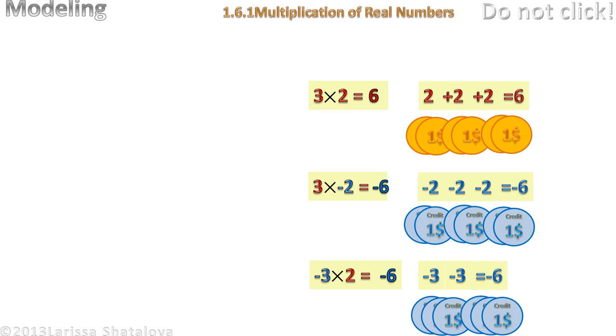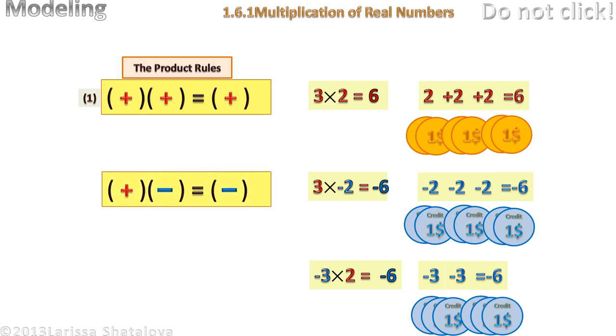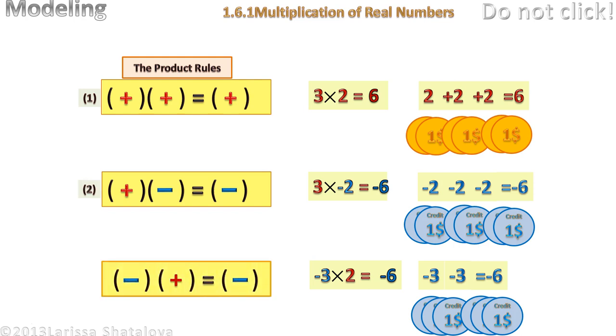Now we can show product rules. Positive times positive result is positive. Rule number 1. Positive times negative result is negative. Rule number 2. And negative times positive result is negative. Now we have these 3 product rules.